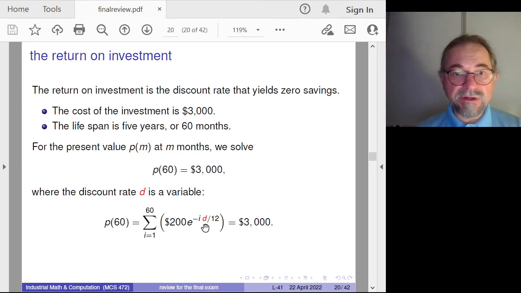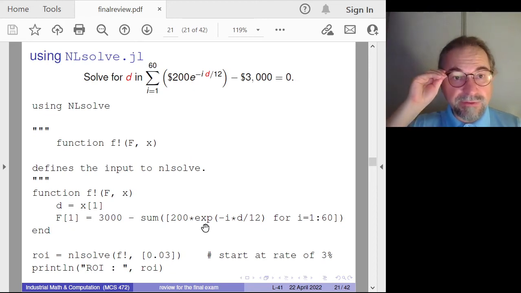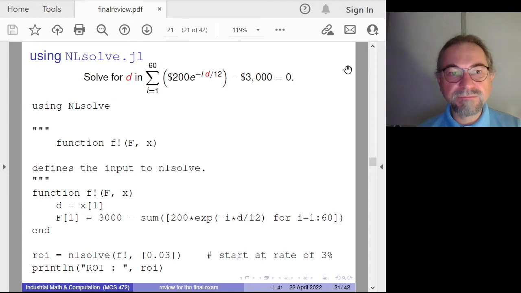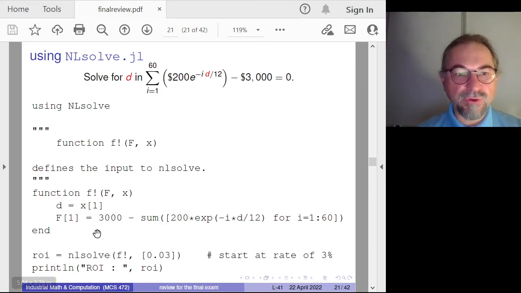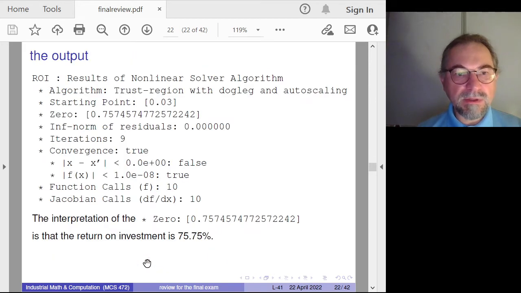And again, the computational side of the course comes in handy. Doing this by hand is hard. You could guess a little bit. So with NLsolve, the nonlinear solver, we define the function that defines the right hand side. Here I originally forgot the 3000, so that's why it's put up front. If you forget about this 3000, then you have equals 0, which is absurd. The NLsolve is an iterative method, and we start at a discount rate of 3%. So we will compute in 10 iterations.